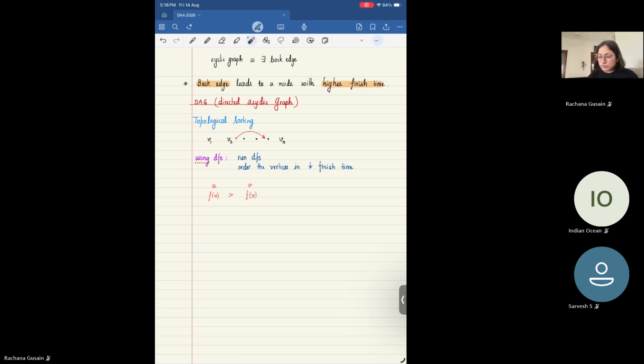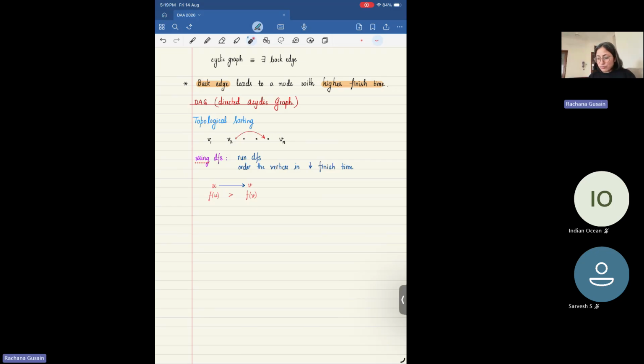Sarvesh? Yeah, exactly. From U to V. Okay, good. So when you order them in the decreasing order of finishing time, if I pick any two vertices in that ordering, any edge between U and V must be in the forward direction because it has to go to a vertex with the lower finish time. It's only a back edge that will lead to a vertex with higher finish time, and in an acyclic graph, I cannot have a back edge.